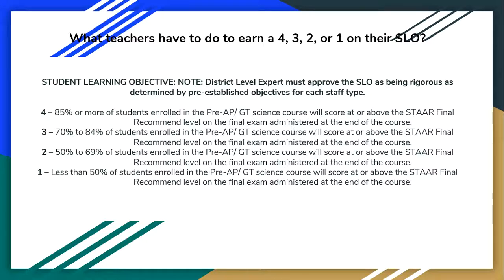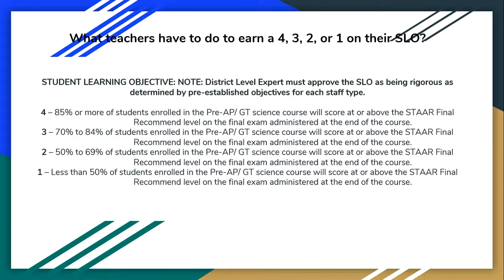for 8th grade. To earn a 3, 70% to 84% of students enrolled in the pre-AP GT Science course will score at or above the STAR Final Recommend level on the final exam administered at the end of the course. For level 2, 50% to 69% of students enrolled in the pre-AP GT Science course will score at or above the STAR Final Recommend level on the final exam administered at the end of the course.